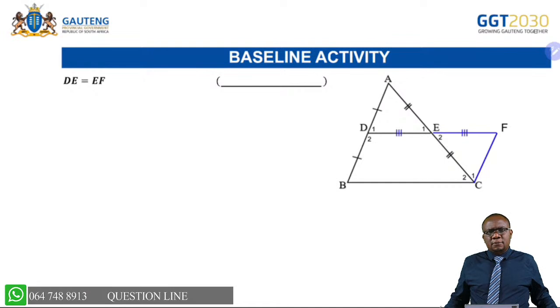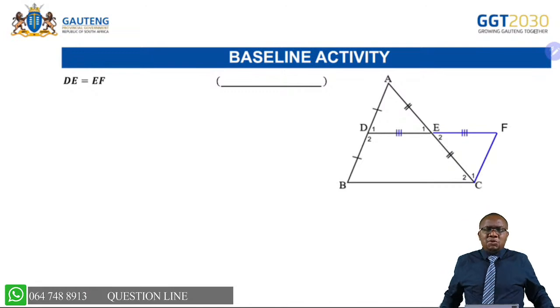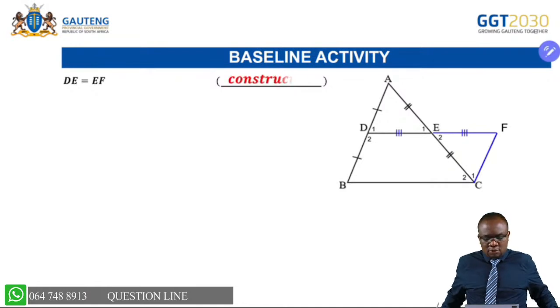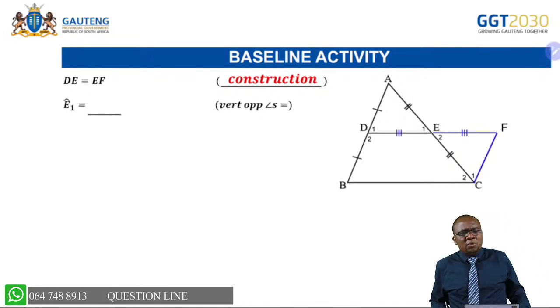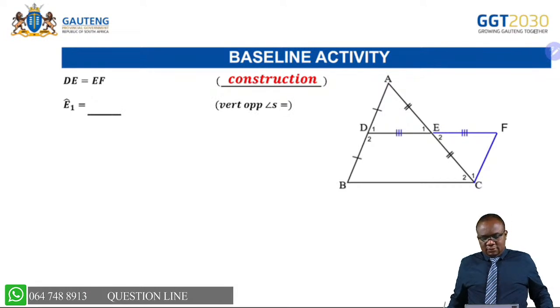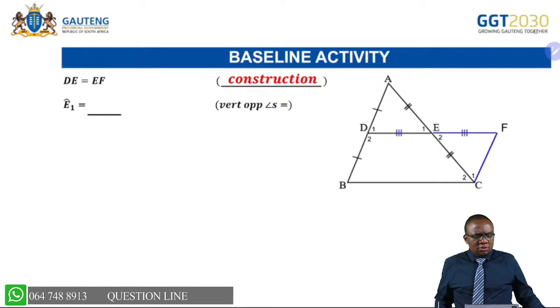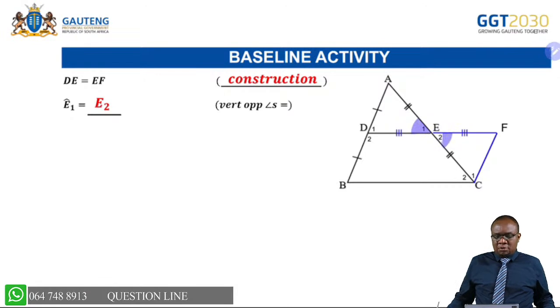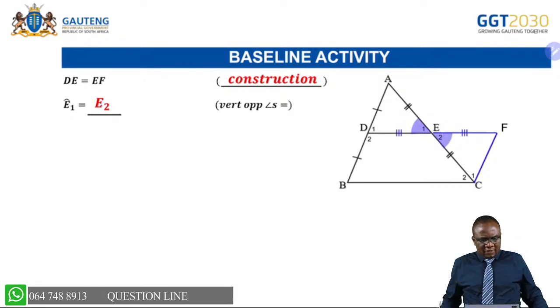Now DE is equal to EF. What's the reason? Say the answer. What did we do? We constructed EF. So DE is equal to EF because of construction. That's the reason you put. And then angle E1 is equal to angle E what? I've given you a clue. Angle E1 is equal to which angle? That angle and E1, they must be vertically opposite. So angle E1 is equal to angle E2. Do you see that? E1 and E2 are equal because they are vertically opposite.